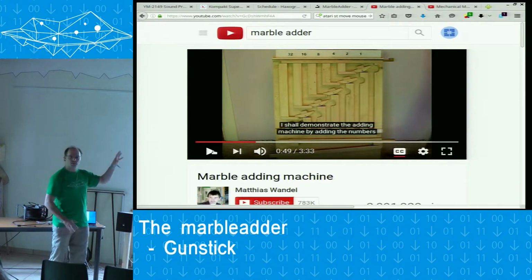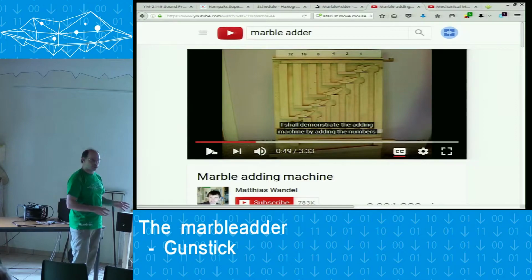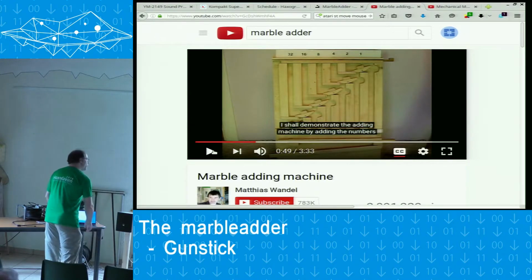So that's the classic way: if you look for marble adding machines on YouTube, you get something with flip-flops. If you implement flip-flops as electronics, you use a huge amount of transistors. So in reality, computers don't work like that. Well, now they use something else.